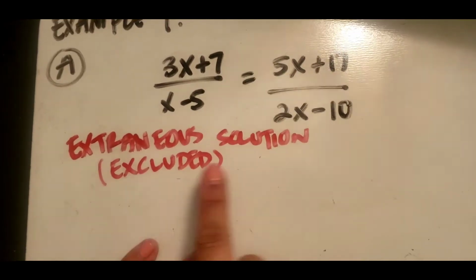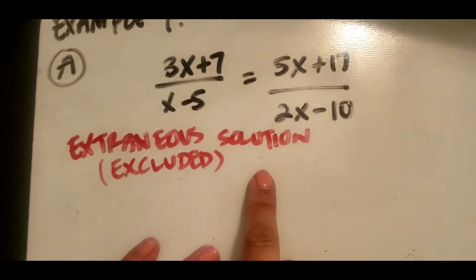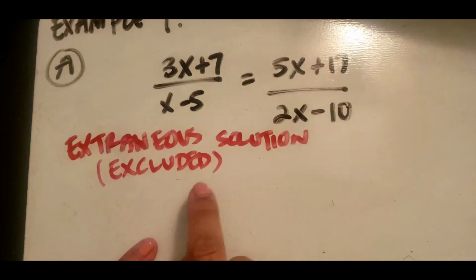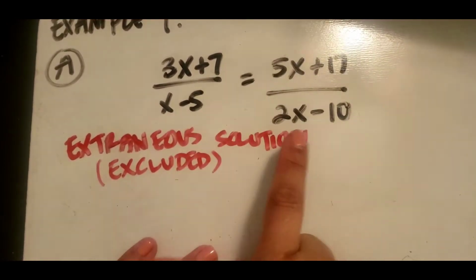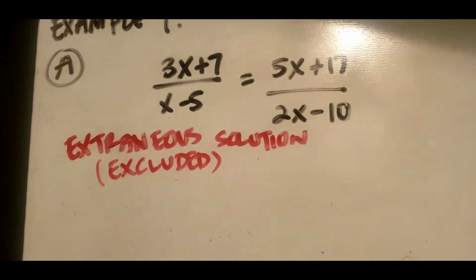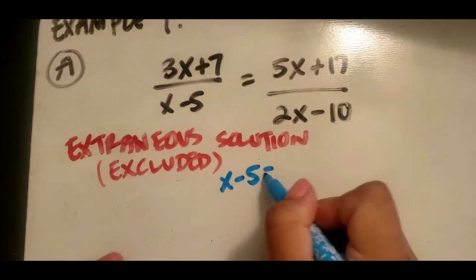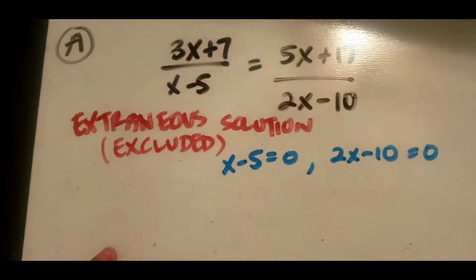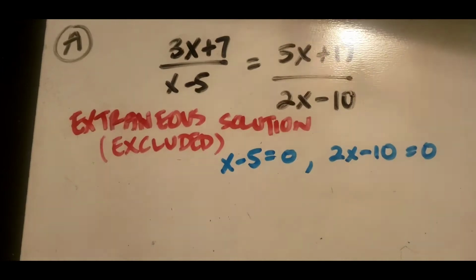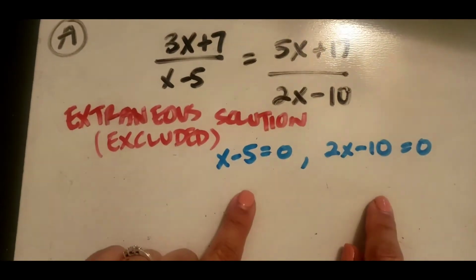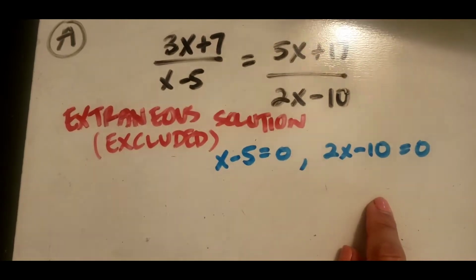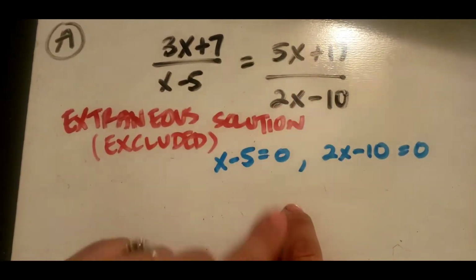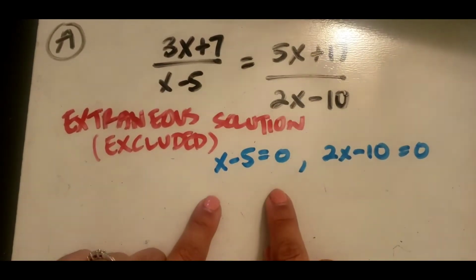So in order for us to get our extraneous solutions, and by the way, I say solutions, but it could be one solution or more, what you're going to do is set your current denominators equal to 0, okay? So here's what we're going to do. We're going to write x minus 5 equals 0 and 2x minus 10 equals 0, okay? So set your current denominators equal to 0, and this will help us solve for our extraneous solution. And again, the reason we're setting them equal to 0 is because your denominators should never have a value of 0, okay?